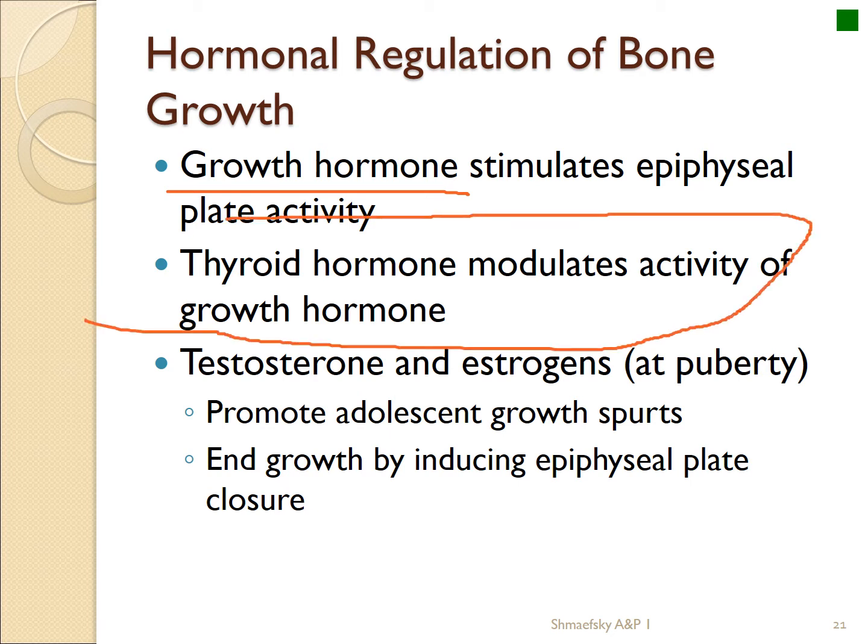Thyroid hormone, again, affects the whole body, but it controls the growth rate of the cells, the metabolic rate. So it determines how well they use glucose and oxygen and uptake nutrients. And then there's testosterone and estrogens, which basically work almost the same, particularly at puberty.